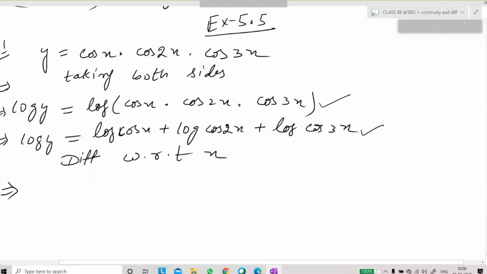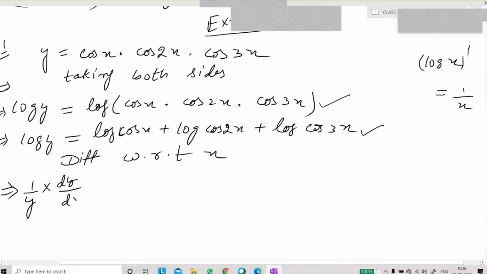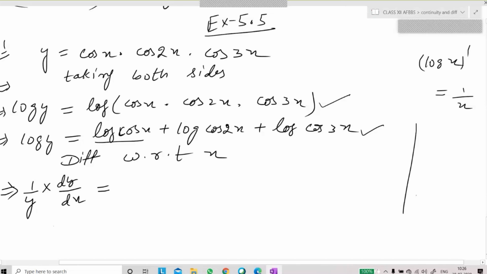First, I will use the differentiation of log x. The derivative of log x is 1 by x. So the derivative of log y will be 1 by y. But since you are differentiating with respect to x, you have to differentiate y also with respect to x. Now the derivative of log cos x. For log cos x, we are going to use the formula.